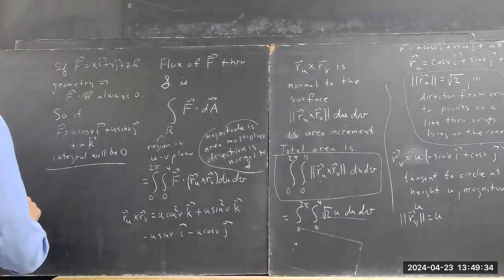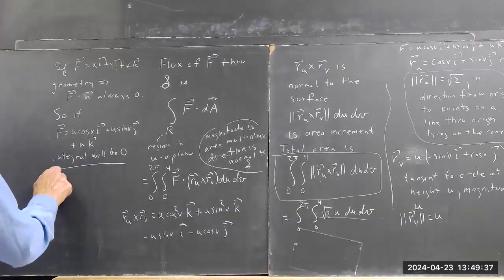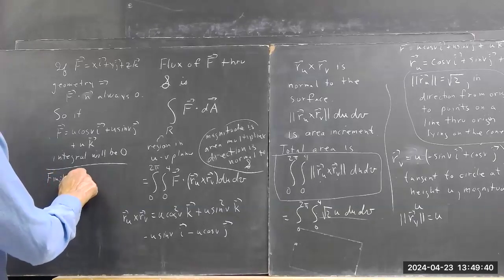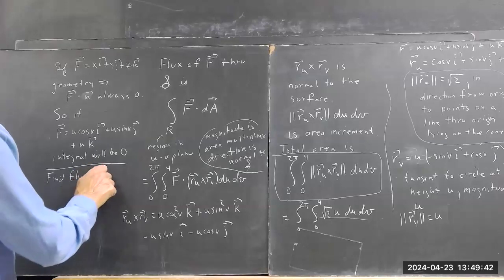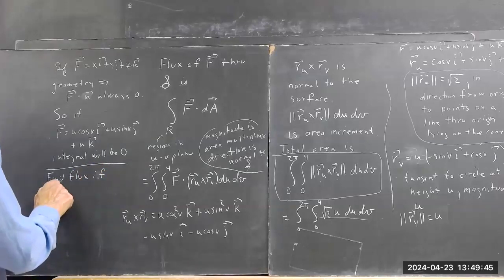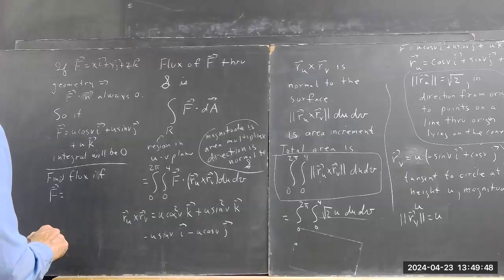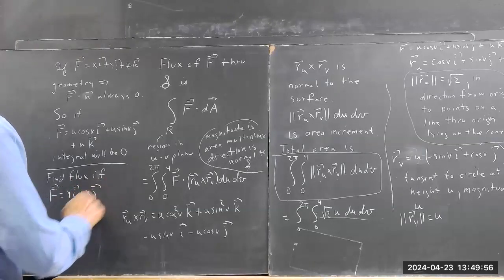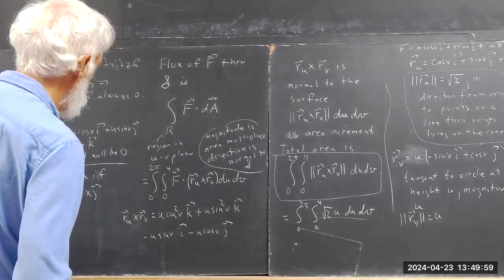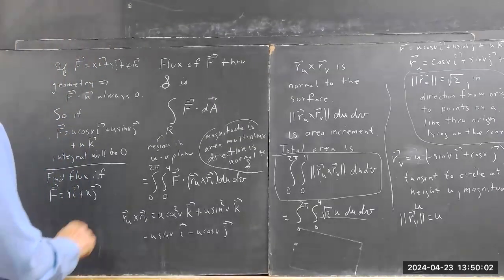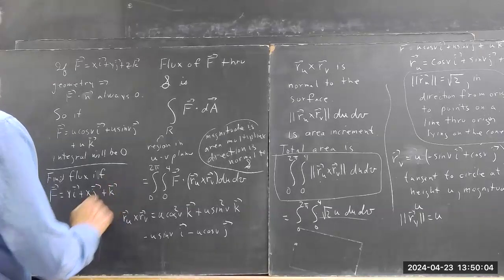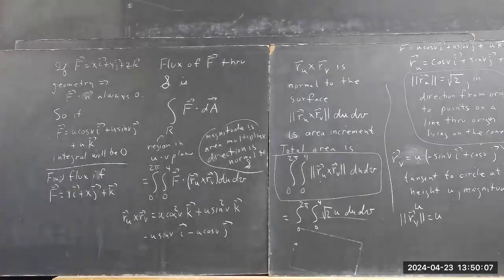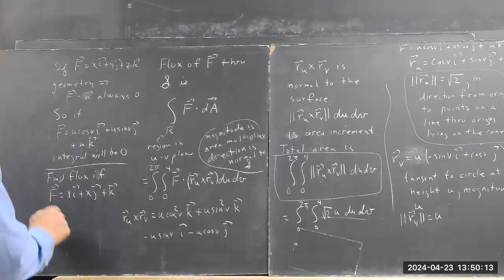So, if f equals yi plus xj, and for good measure plus k, because I think that might end up coming out a little too simple. Okay.